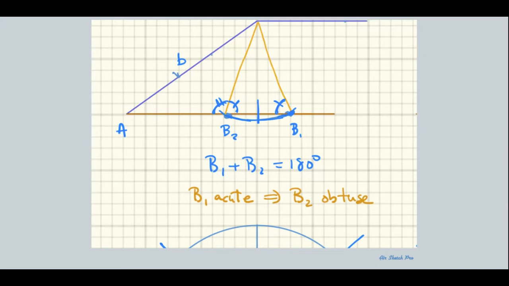That's okay, Luis. It's fine. Yeah. You can have one angle that's acute and one angle that's obtuse.